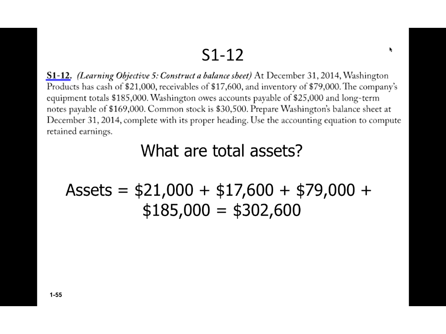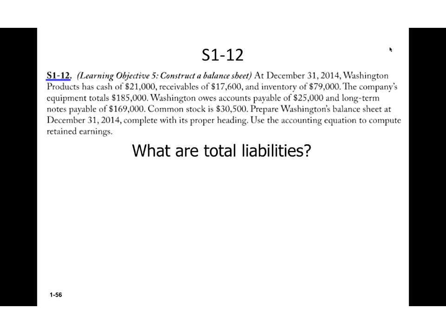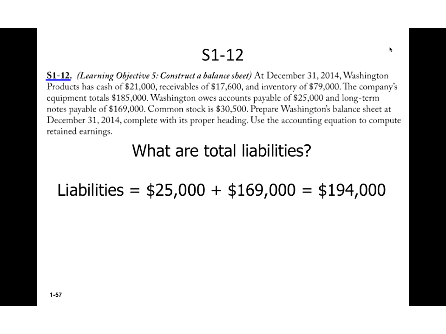The next question I need to answer here is what are total liabilities? Because I'm trying to get to assets equal liabilities plus equity. So total liabilities here, I have accounts payable of $25,000 and long-term notes payable of $169,000. So my total liabilities are $194,000.